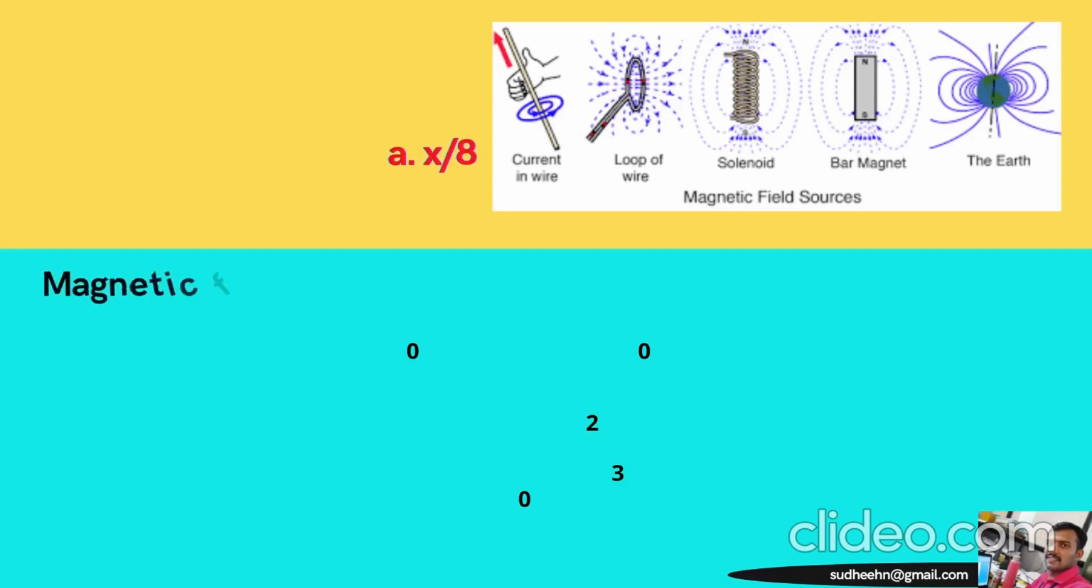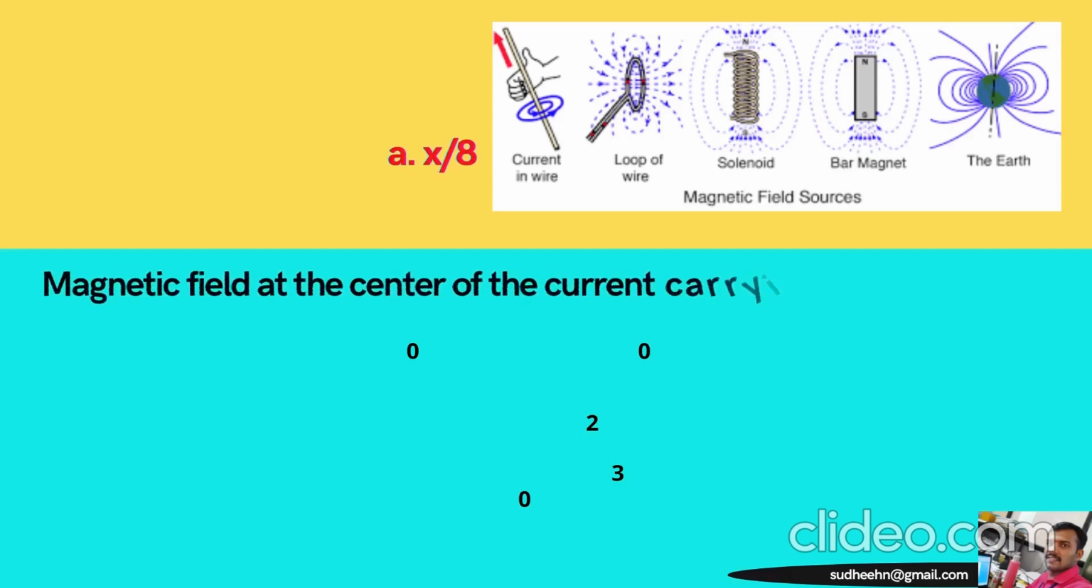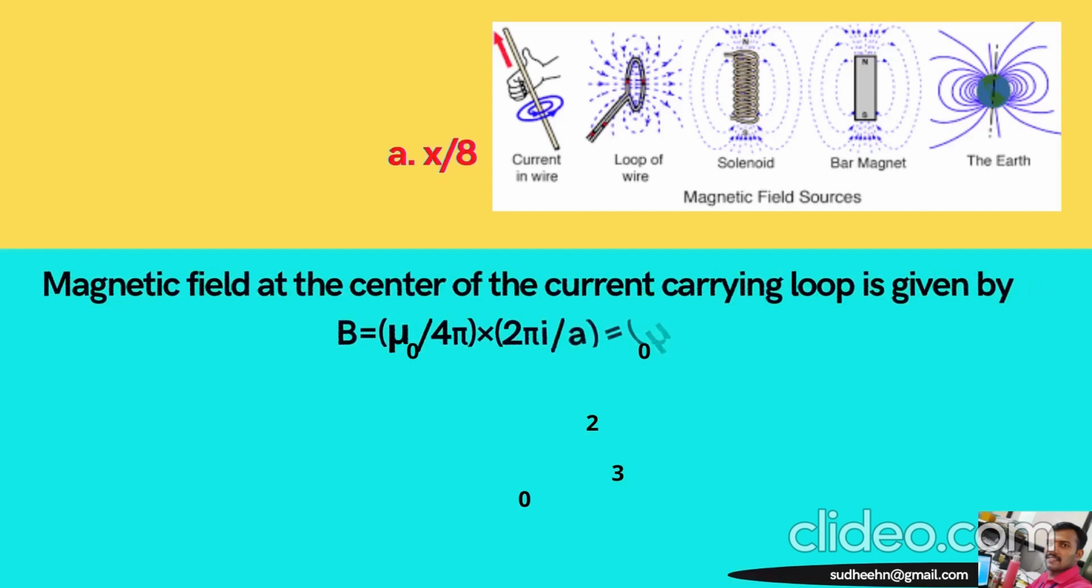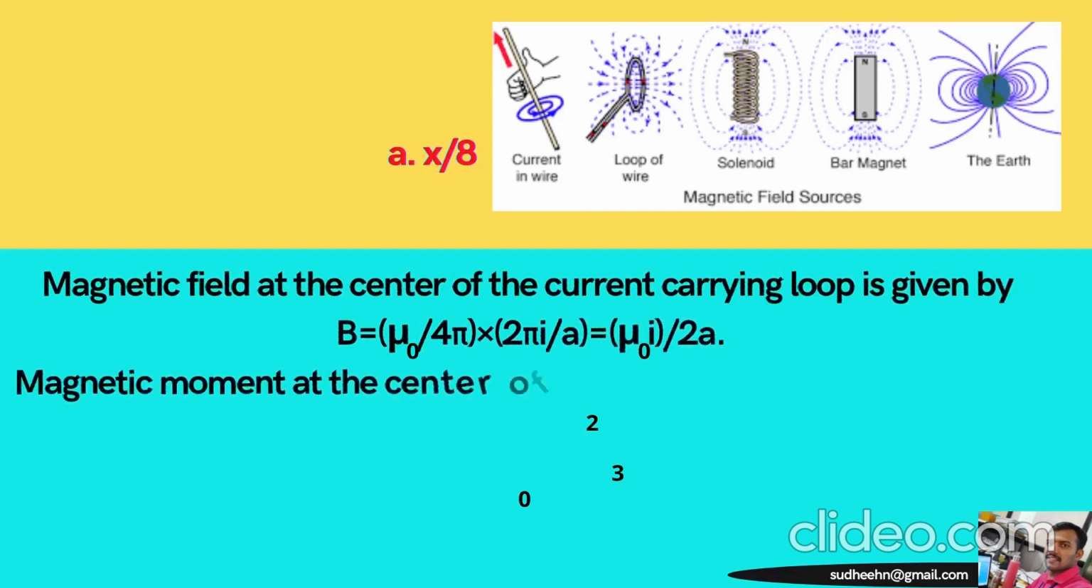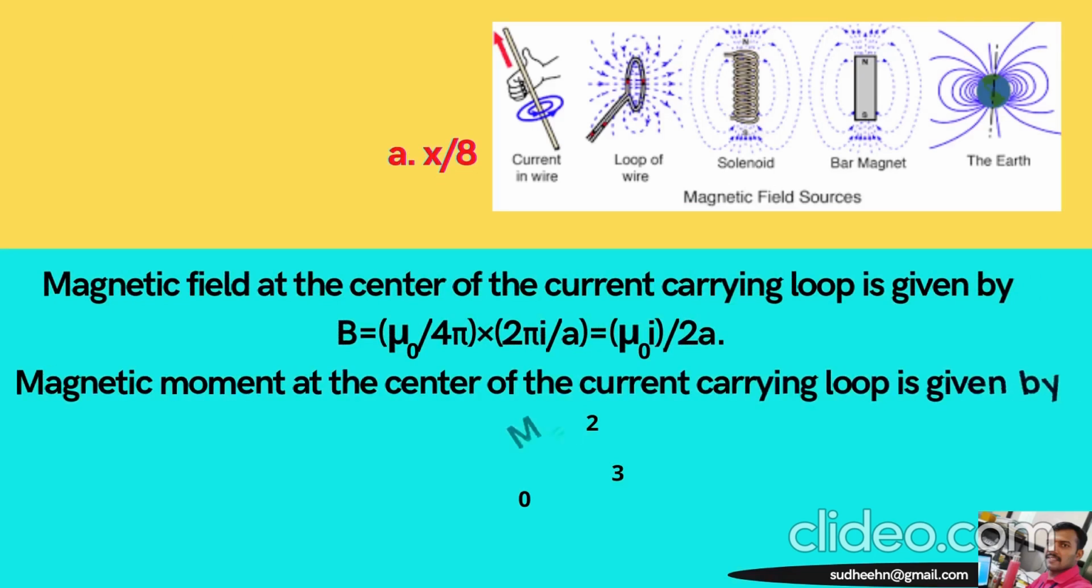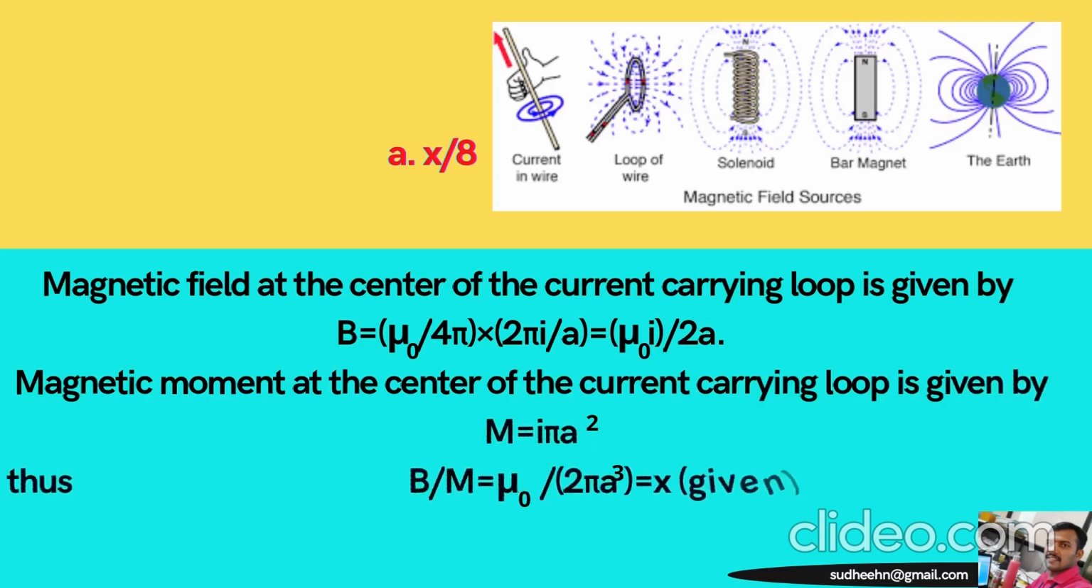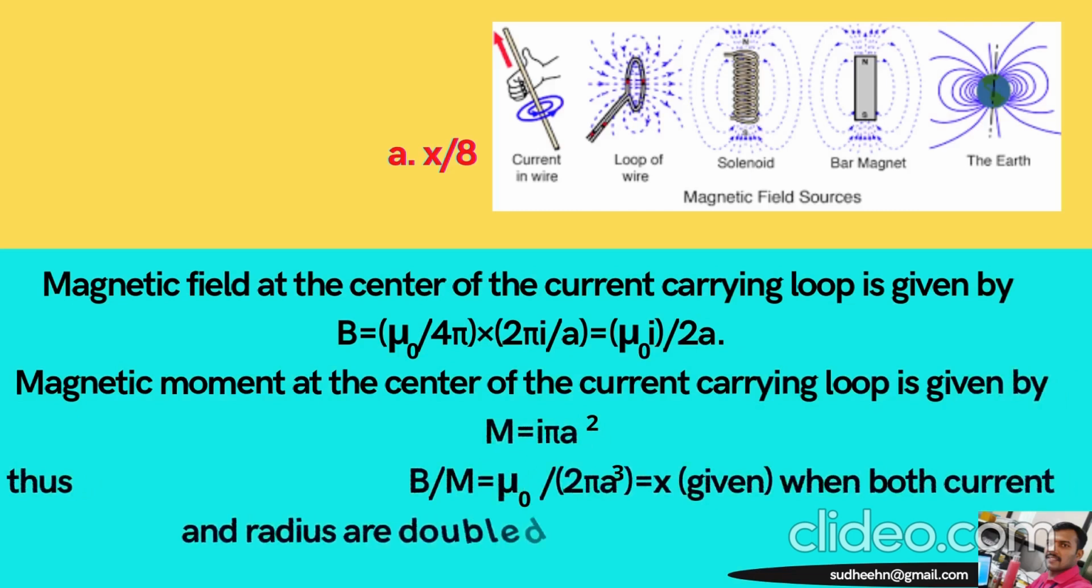And the right answer is option A, that is X by 8, because magnetic field and magnetic moment relation we know. Magnetic field is given by B is equal to mu naught divided by 4 pi into 2 pi I divided by A. By simplifying that, we will get the relation mu naught I divided by 2A. And magnetic moment M is equal to I into pi A square. By taking the ratio of magnetic field to the magnetic moment, we will get B by M is equal to mu naught divided by 2 pi A cube. By considering this as equal to X, and now doubling both current and radius, we will get the value as X by 8.